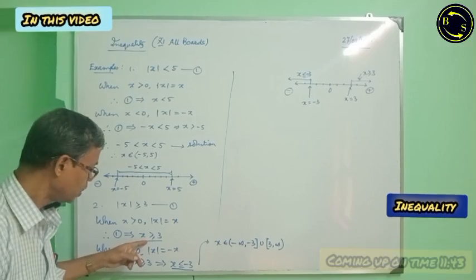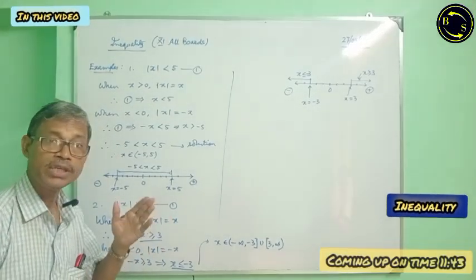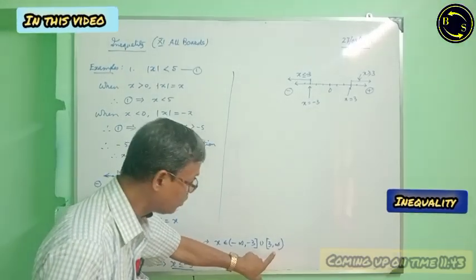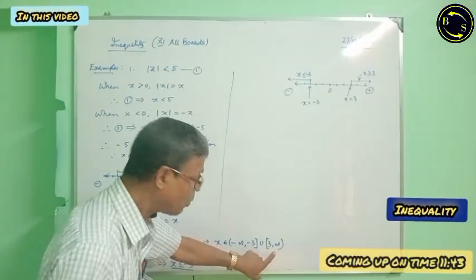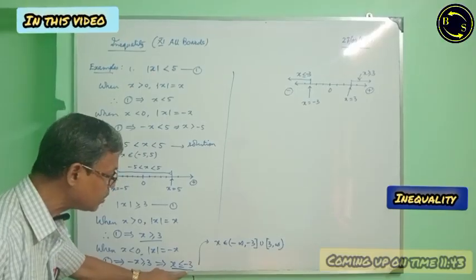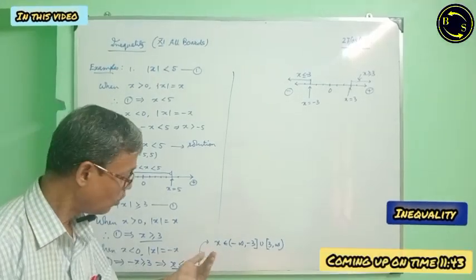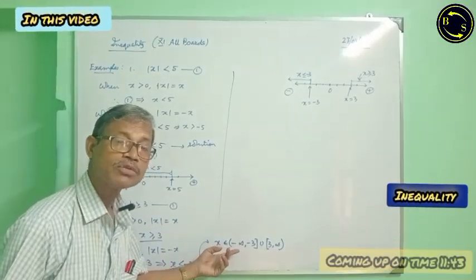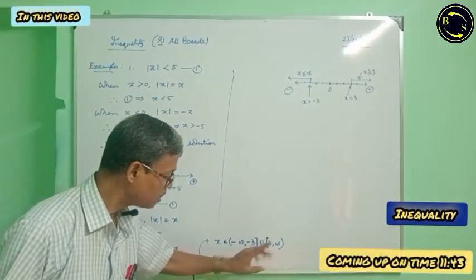x greater than or equal to 3, therefore x can take values 3 or greater than 3, that is up to infinity, represented by this half open interval. And x less than or equal to minus 3 means x can take values minus 3 or less than minus 3, that means it may take large negative values, therefore represented by this symbol.